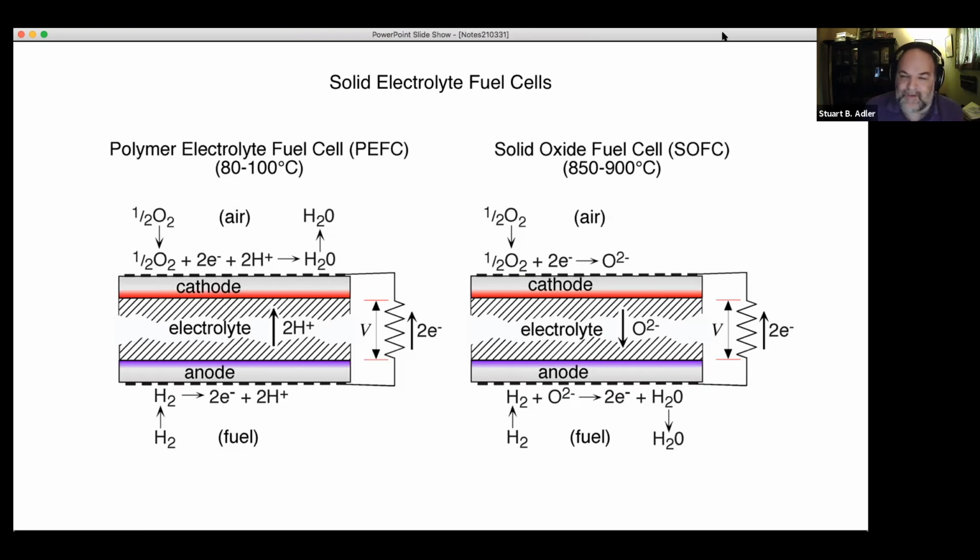So in this case, oxygen is reduced on the cathode side, producing O2- as an ion, which then goes through the electrolyte, and then the O2- oxidizes the fuel. So one big difference, and we'll talk about this a little bit, the exhaust for the reaction, in this case H2O, is produced on the fuel side, not on the air side, as it is in a polymer fuel cell. So basically, these are the two basic types of fuel cells that people are trying to develop today.